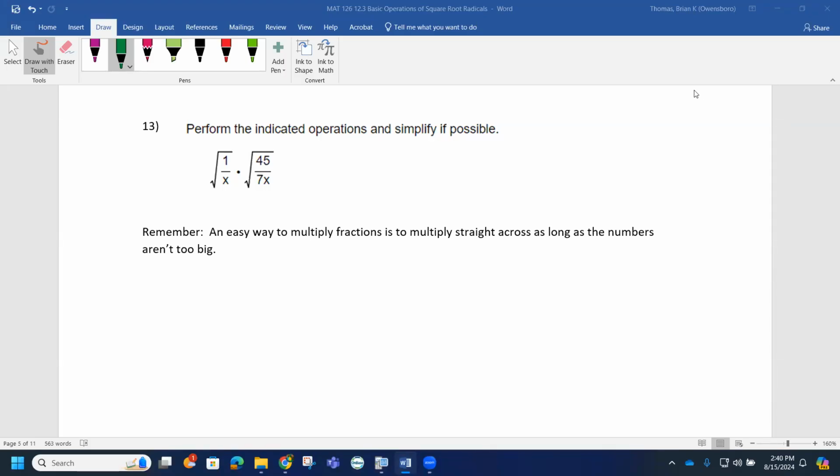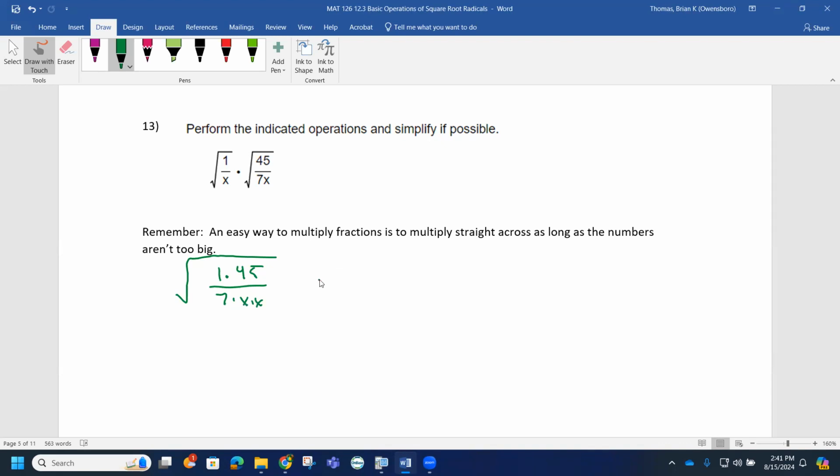So this one says perform the indicated operations again. Remember, to multiply fractions, we multiply straight across as long as the numbers aren't too big. So in our problem here, since these are the same radicals, I can just put this under one big radical. So the square root of 1 times 45 on the top. On the bottom, I can write this as 7 times x times x.